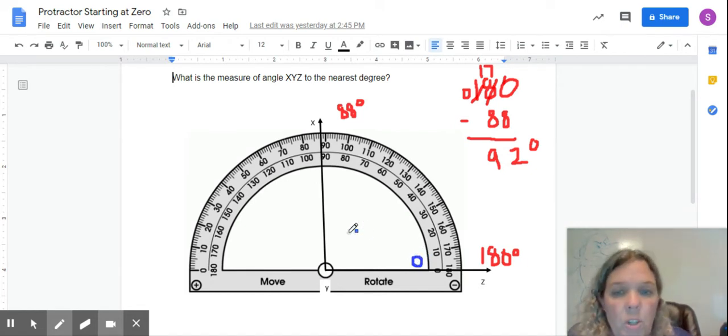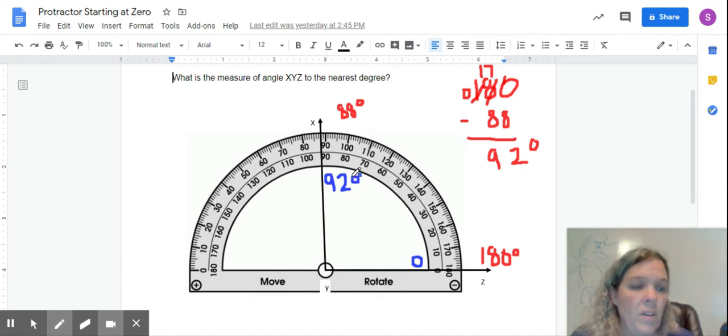The next thing I'm going to do is look where X goes through using the inside scale. Well, luckily my inside scale starts with 0, so I'm going to stay with that. And I'm going to notice that my line is between 90 and 100. So I have to count the lines until I get to X. 90, 91, 92. So my inside scale says that X goes through 92 degrees.